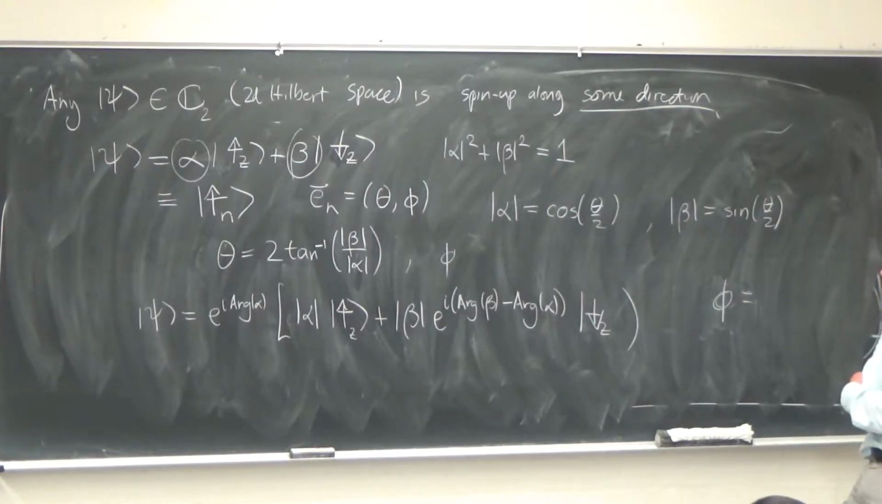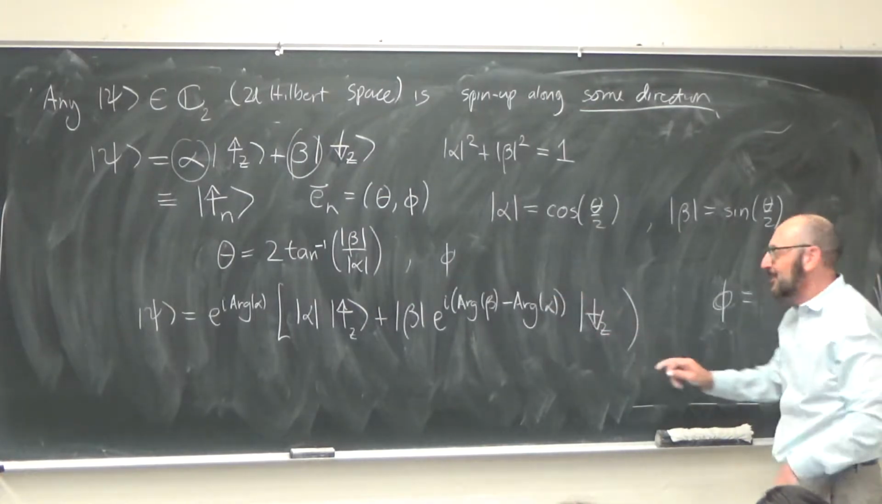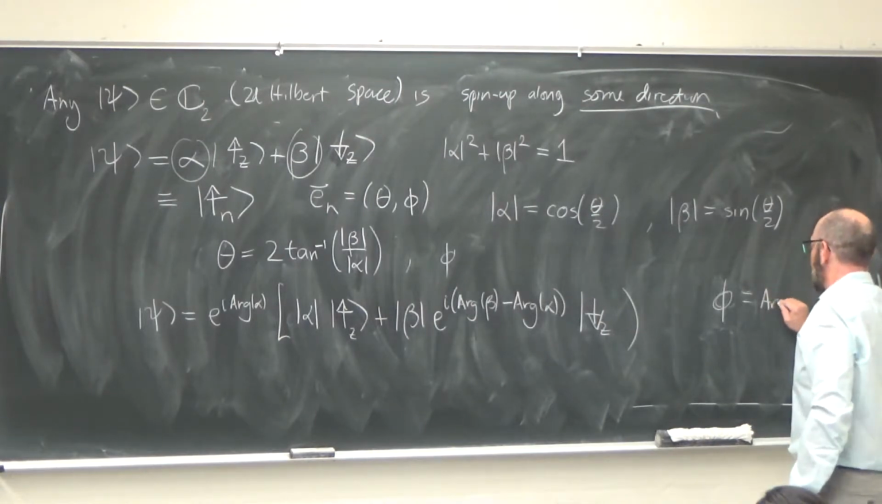Twice the argument of beta minus. Actually, it's not, that one's just even no 2, because it's just phi. Yeah. So that was a trick question.